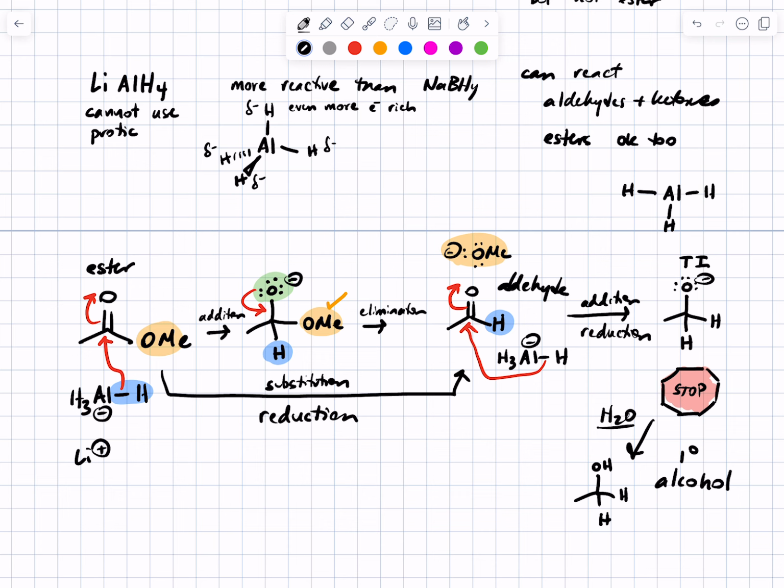Now we should introduce the question, what if we wanted to invent a reagent? Suppose that we have a molecule that's an ester, and we want to stop at the aldehyde because we really, really want that aldehyde. We don't want to go all the way to the primary alcohol. What if we could invent a reagent that would be like lithium aluminum hydride, reactive enough to react with the ester, but could somehow not react with the aldehyde? That's a tall order. It's really hard because aldehydes are more reactive than esters.